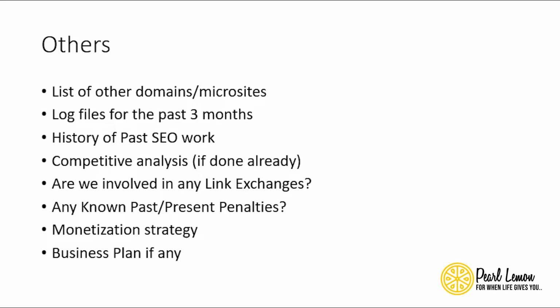Yeah, and the next one is any known past or present penalties. There are two kinds of penalties. One is known penalties and the other is unknown penalties. Known penalties can be seen in Google's Search Console, like security actions or manual actions. But unknown penalties can be detected by digging deeper into the performance of the website and comparing it with the Google updates for the past period. So we can just get an estimate from it, and the owner should know about any penalties. If he or she doesn't know about it, it's okay.